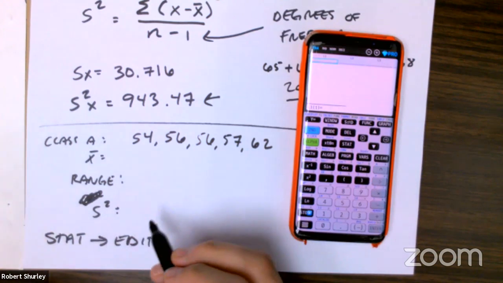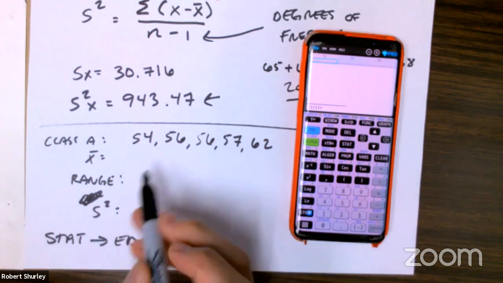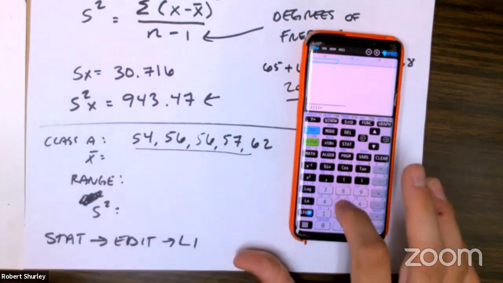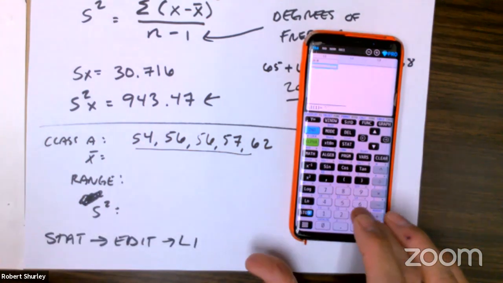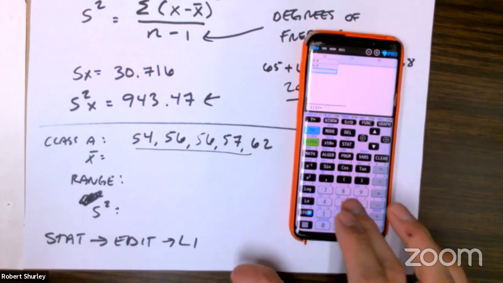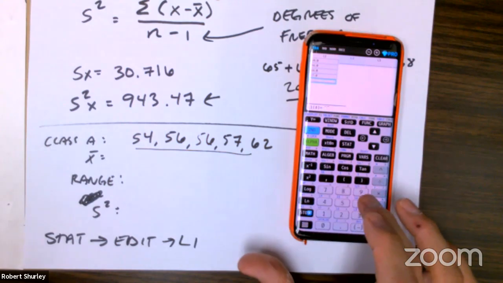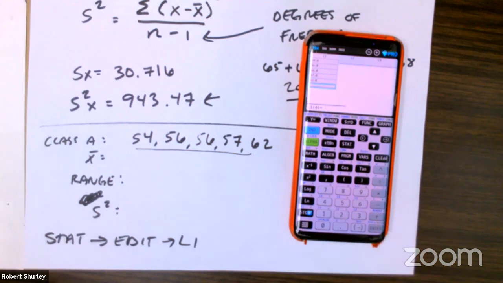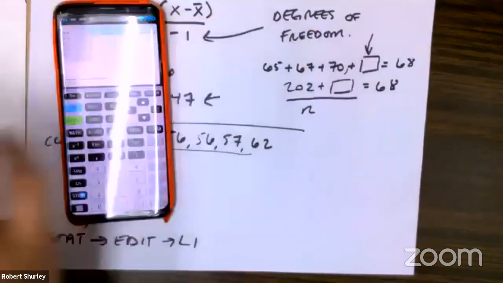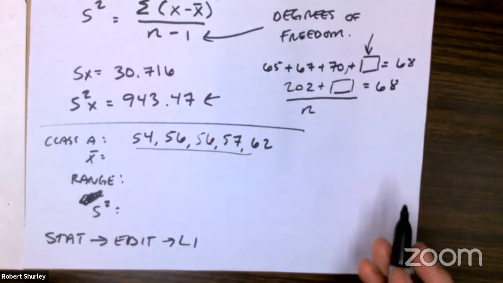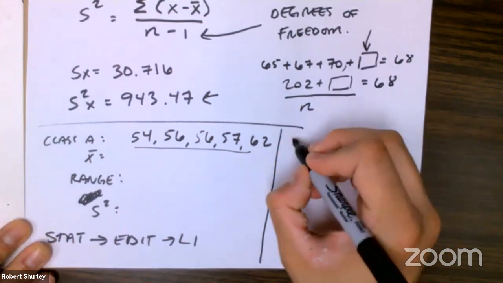So stat, edit, and then I went into L1 because I'm going to make this list 1. And I'm going to make my other class in a second, list 2. So let's do list 1. So 54, enter, 56, enter, 56, enter, 57, enter, and 62. Okay. So I've got the first list. And let's go over to list 2 now. I'm going to make the other class list 2. So we'll call it class B.